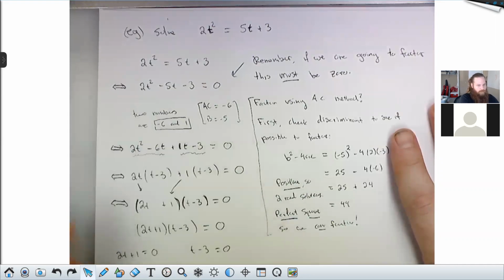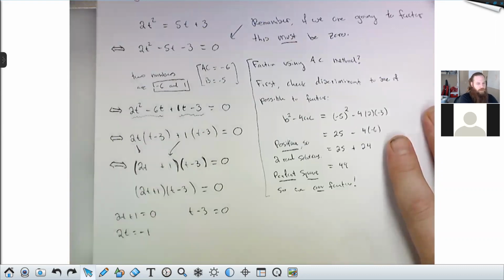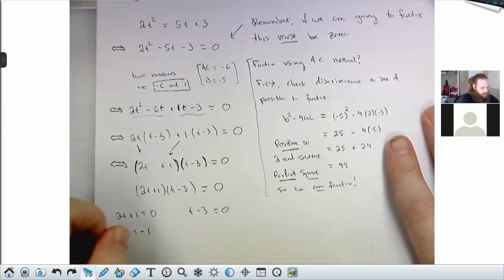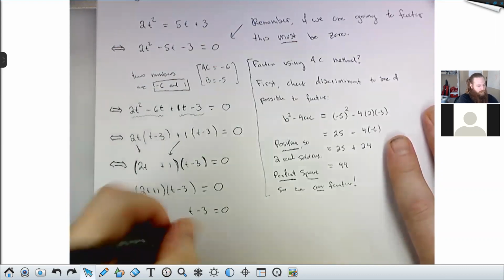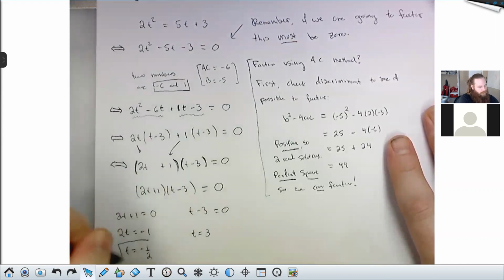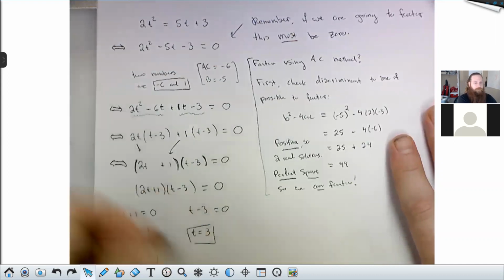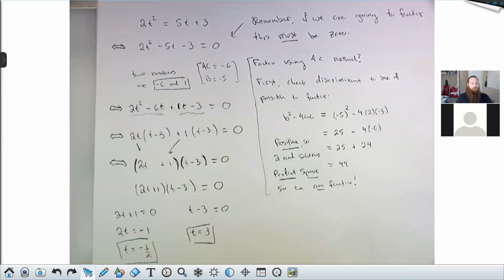2t plus 1 is equal to 0. That means 2t is equal to negative 1. Subtract the 1 over, and then I divide by 2. So t is negative 1/2. T minus 3 equals 0 just means t is equal to 3. So here are my two solutions. Not so bad, right?